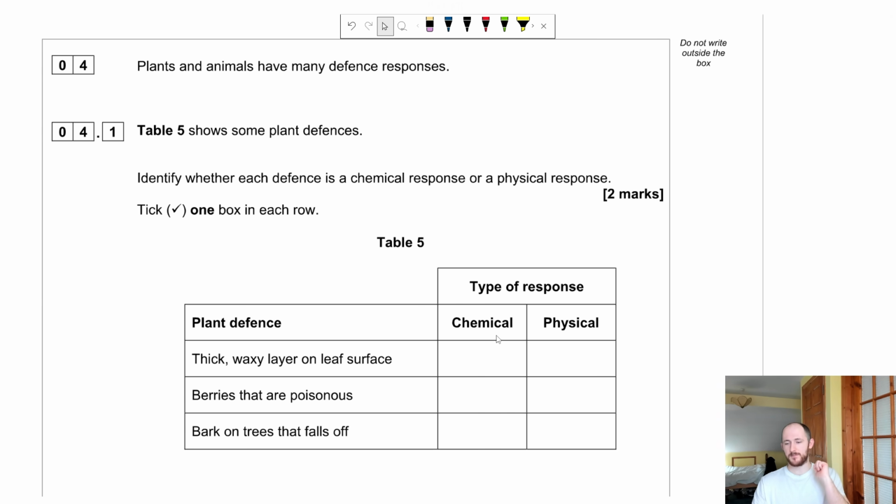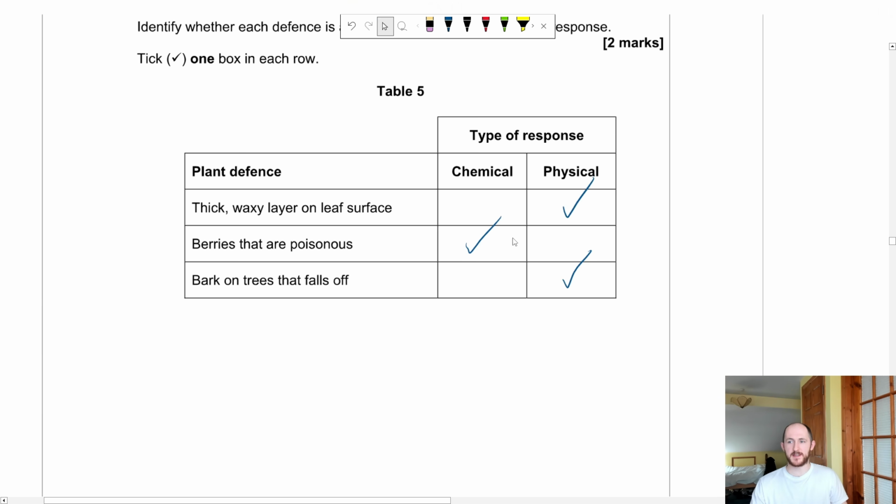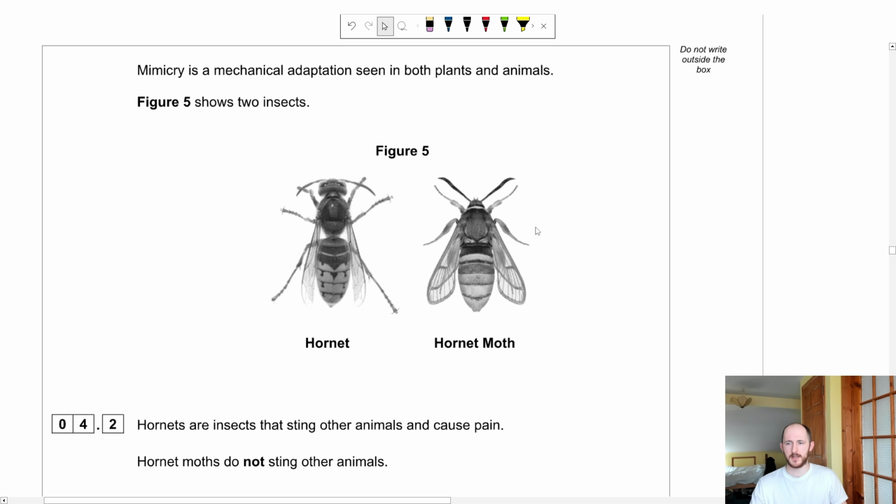So anything that is spicy, poisonous, venomous, secretions, anything along these lines, like mucus, they're all chemical. Physical refers to something physically happening. So for example, the thick waxy layer is a physical thing. So it's physical. Poisonous, well, poison is produced by chemicals, so it's chemical. Bark that falls off, well, it falls off, right? That means it's physical. Chemical is literally only if something's really spicy, poisonous, venomous, mucus, something along those lines. That's probably the best way. Physical is literally when something's physically happening to the structure or the shape of the plant, animal, whatever it is.